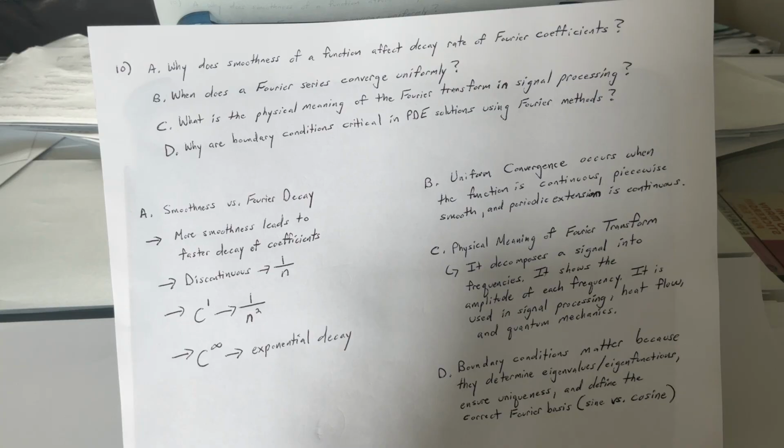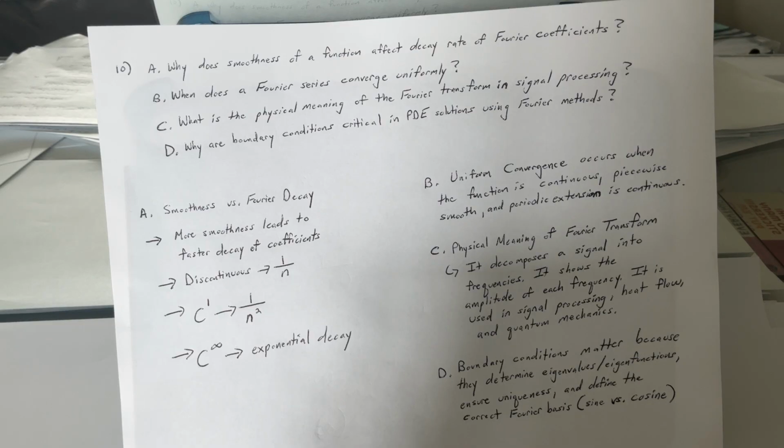For part C, what is the physical meaning of the Fourier transform in signal processing? Well, the physical meaning of the Fourier transform, it decomposes a signal into frequencies. It shows the amplitude of each frequency, and it's not only used in signal processing, it's used in a lot of other things, including heat flow, and you'll see this also in quantum mechanics too. So it has a plethora of applications.